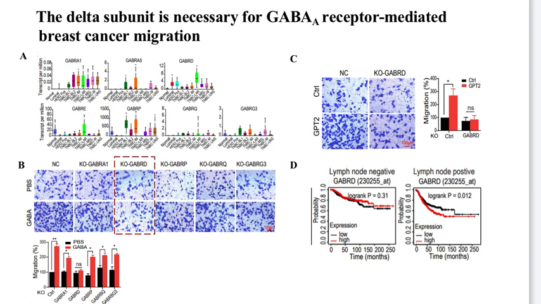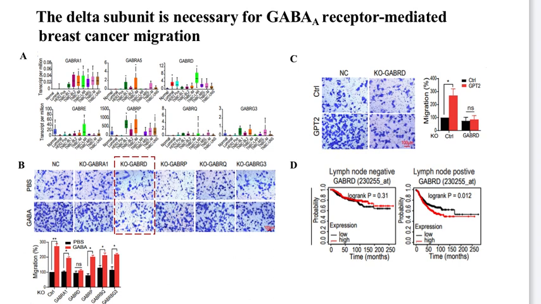Transwell assay was used to detect the effect of GABA on cell migration in breast cancer cells with GABRA1, GABRD, GABRP, GABRQ, or GABRG3 knocked out. It was finally detected that GABRD knockout had the greatest impact on migration and eliminated GPT2-induced migration of breast cancer cells. In lymph node positive patients, the higher the expression of GABRD, the poorer the prognosis of the patients.